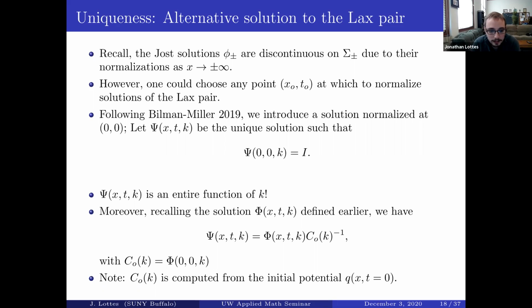We can also relate psi to our earlier phi function, which we defined in terms of our U solutions. Quite simply, psi is just going to be phi times C naught inverse, where C naught is just my phi function evaluated at 0, 0. In fact, it'll work for any simultaneous solution to the Lax pair, but we'll stick to the one we've already generated. And I'll emphasize that this C naught is computed just from the initial potential. And so we're not going to ruin solving the initial value problem. We're only using the initial potential to evaluate this C naught.